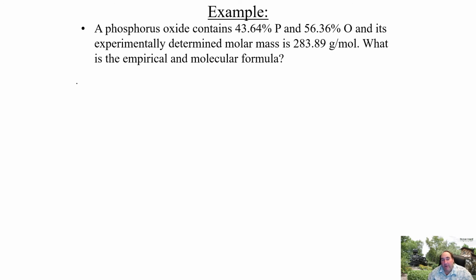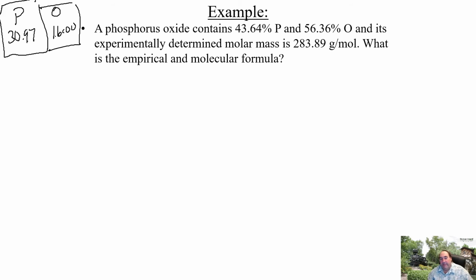So we're looking for the empirical and molecular formula here. Phosphorus 30.97, oxygen 16. All right, so take a few moments and see what you come up with here.